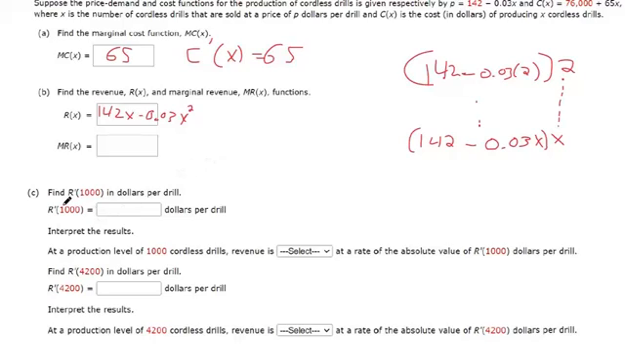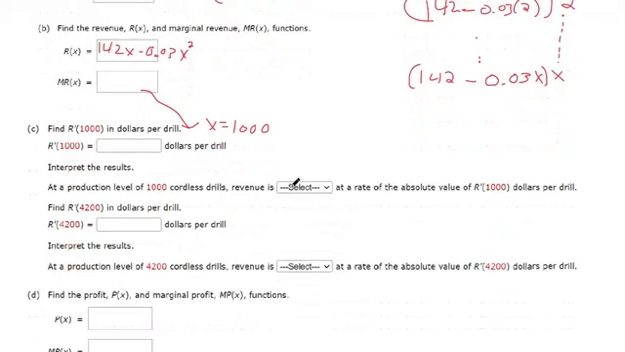And then they say R prime of 1,000, so the derivative of revenue at 1,000. What you do for this problem is you take your answer for this blank, plug in X equals 1,000 into it, and then simplify. And then it says interpret the results. It says at a production level of 1,000 cordless drills, revenue is, I don't know what the drop down is here, at a rate of the absolute value of our, it's probably increasing or decreasing.